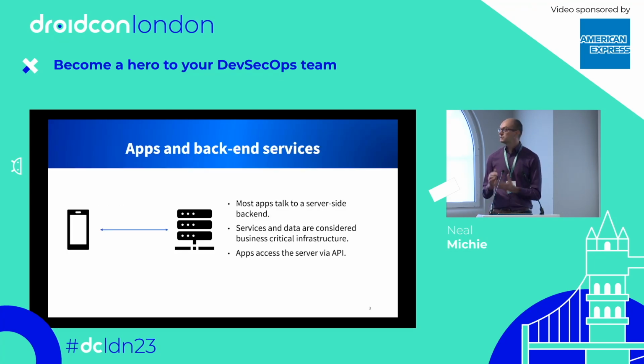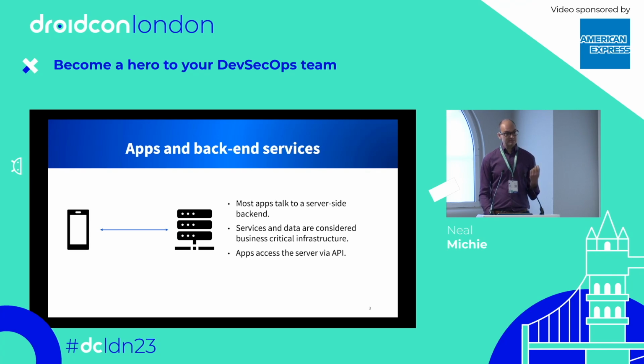So let's just step back slightly and set the scene. I appreciate most of this you understand already, but it's important just to set the scene and know where we're at, where we're coming from. So most apps, dare I say all apps these days, are going to be talking to a server-side backend. And that server-side backend is providing services, it's providing data, and processing data you're collecting on the mobile side. And it's considered business-critical infrastructure by your CISOs, the Chief Information Security Officer, and the security teams that work under them.